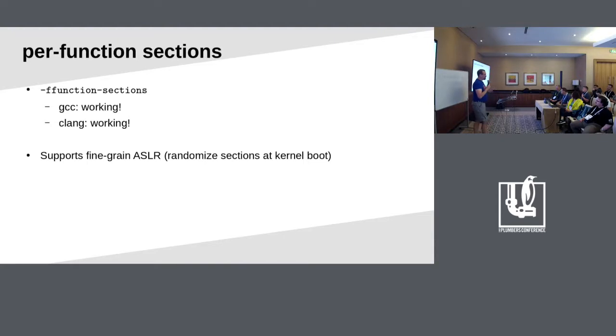I'm going to start with the easy stuff, which is per-function sections. This works. It's good. I just wanted to call it out as an easy one. It's done. The reason I've been interested in it is that it supports fine-grained ASLR. If you have a separate section for every function, at kernel boot time you can randomize all of the functions. Suddenly you get extremely fine-grained ASLR of the entire kernel because you can just randomize the section locations, which is bizarre and wonderful.